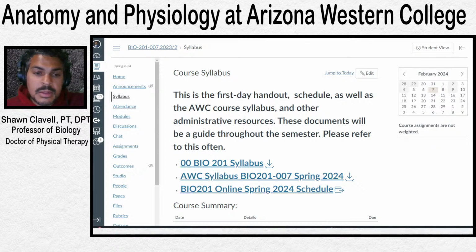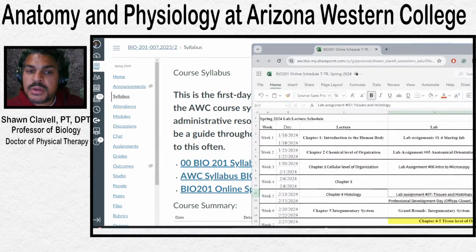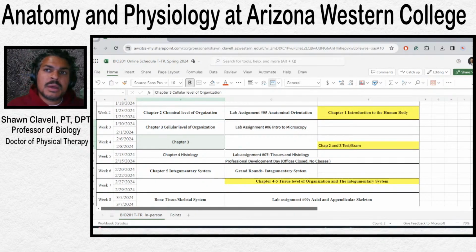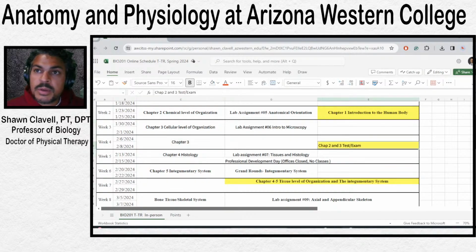But again, here I'm just kind of pulling up the schedule just to give you a preview as to what to expect in our next couple of weeks. So we're going to get into chapter 4 next week, starting next week. And that's really the histology component of it. Here's the schedule that I'm looking at here. So we finished chapter 2, chapter 3 here in February 7/8. So the exam's going to open up tomorrow.